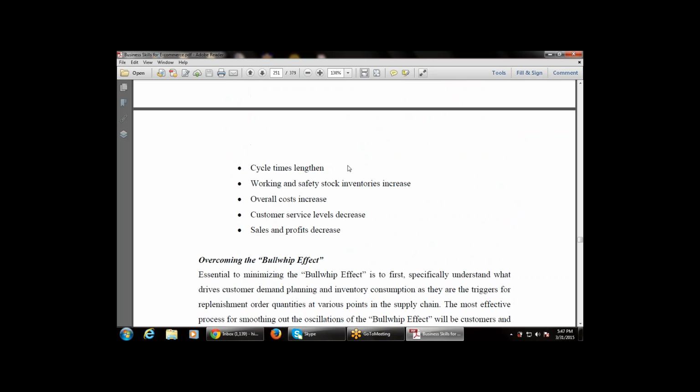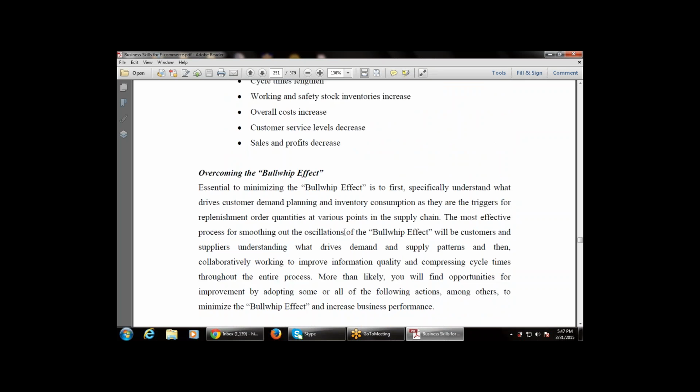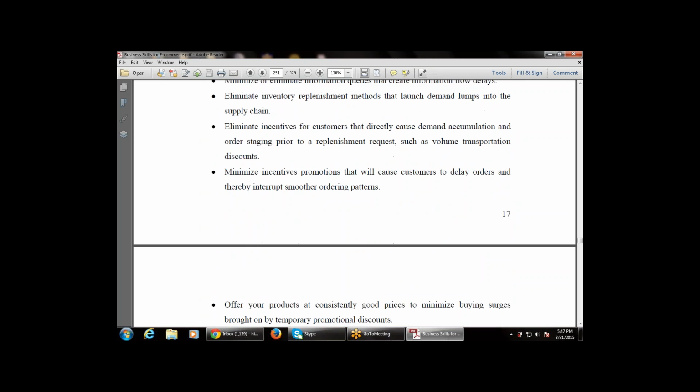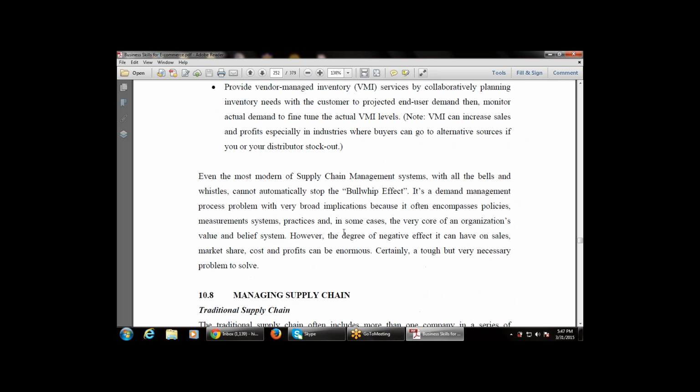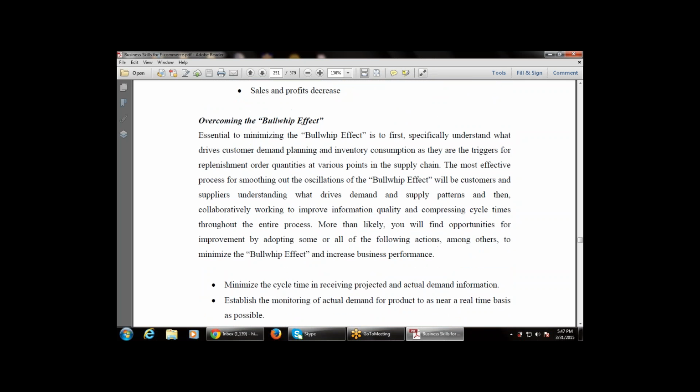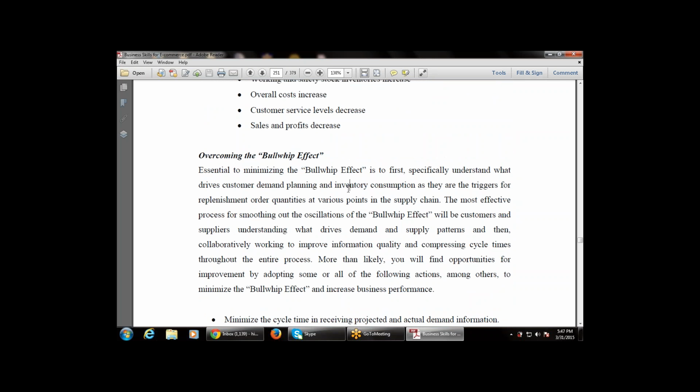So these are the various causes of the bullwhip effect, and how the bullwhip effect is taken care of in supply chain management. Then these are the various measures for overcoming the bullwhip effect. So essential to minimize the bullwhip effect is, first priority, to especially understand what drives customer demand planning and inventory consumption, as they are the triggers for replenishment order quantity at various points in the supply chain.